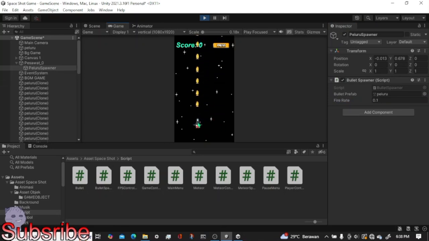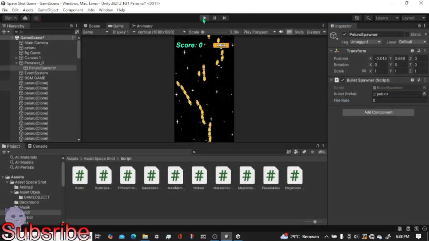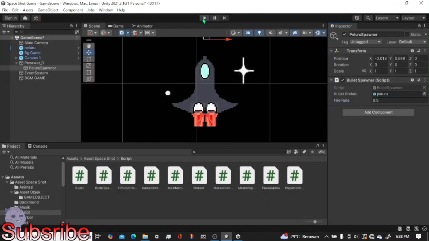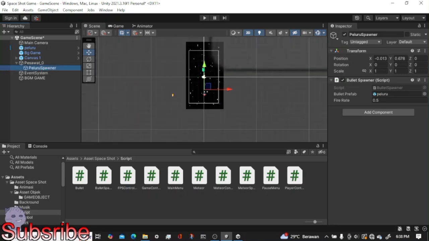Nice, it's a fast firing rate. If you want a super fast firing rate, use a firing rate of 0. It's gonna be a machine gun, guys. Oh my god, look at those bullets. So alright, that's the bullet system done. Let's move to the next step.